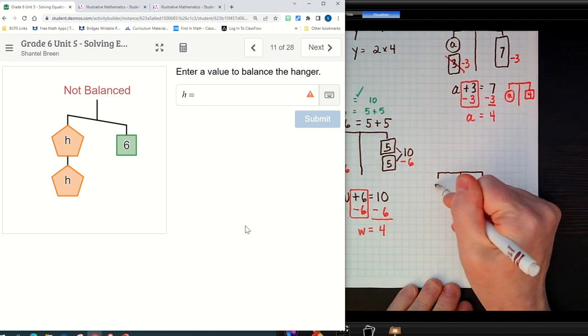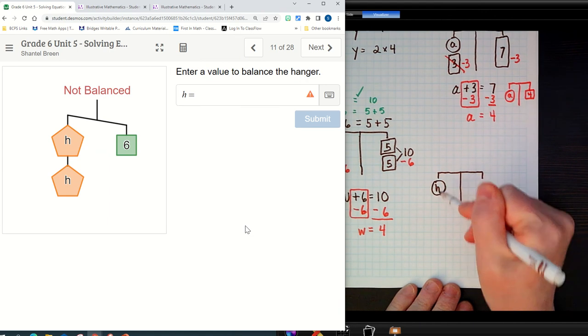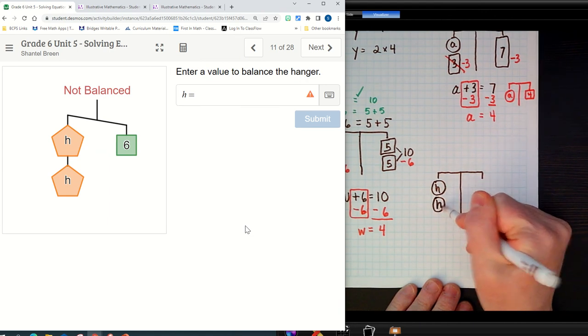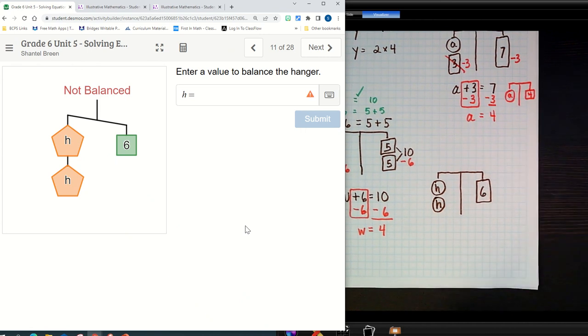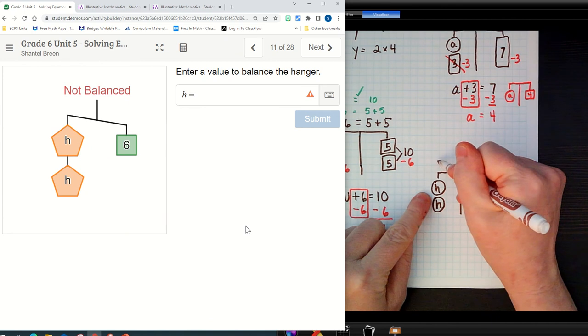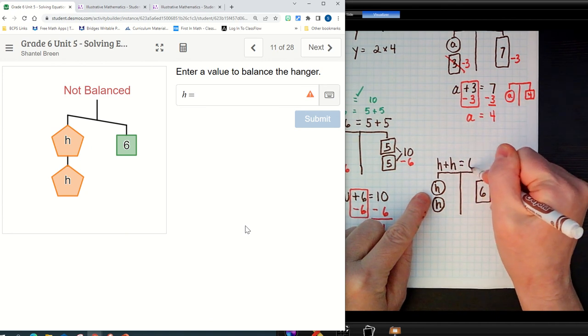I have an H, and I am not going to draw that pentagon. I'm just going to draw circles. I have an H, and I have an H. And then on this side, I have a 6. So what do I have here? Remember I said always write the equation. I have an H plus an H, and that equals 6.